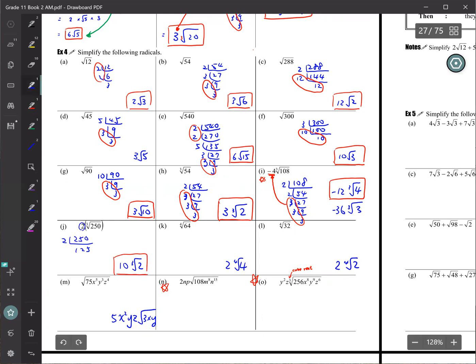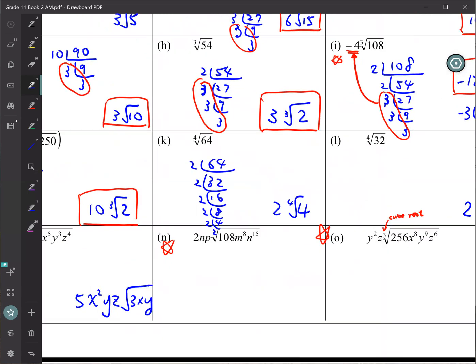Right, 64. 64, I can use 2, so 32, 2, 16, 2, 8, 2, 4, 2, 2. Okay, so we have a total of 1, 2, 3, 4, 5, 6, right? 6 of them, but we need, how do we call this? Quadruplet, okay? So this one needs 4 of them, right? To go out. So 4 of them go out, you're left with the 2 2s on the inside. Okay, that's correct.